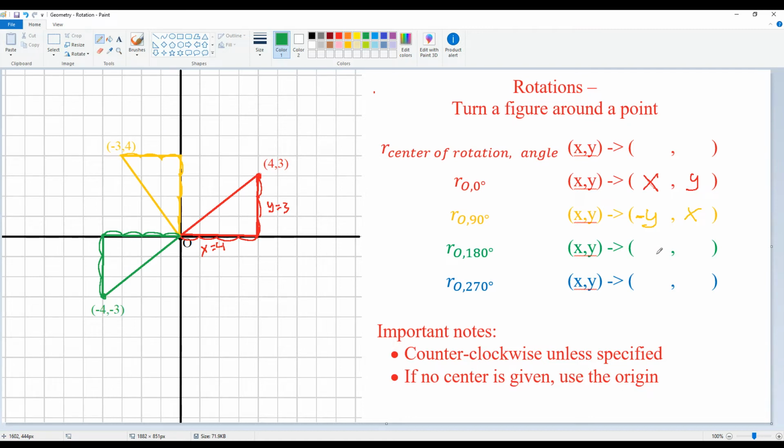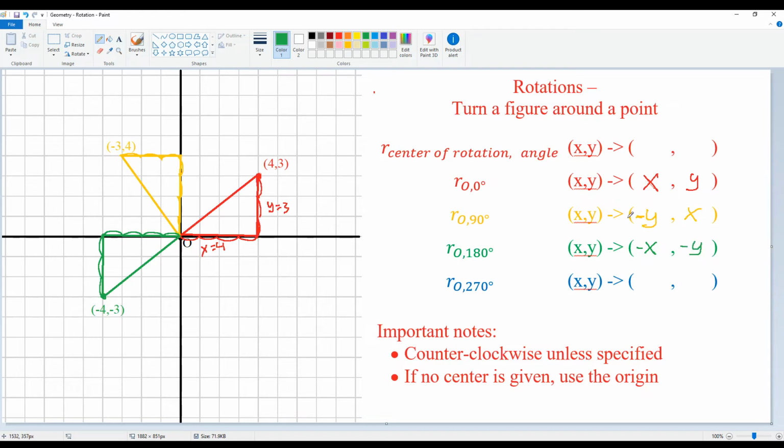So for my rule, I've still got 4 in the same place, it just changed sign. I've still got 3 in the same place, it just changed sign. So this time X and Y are in the same place. They just both flipped their signs. So now it's -X, -Y.